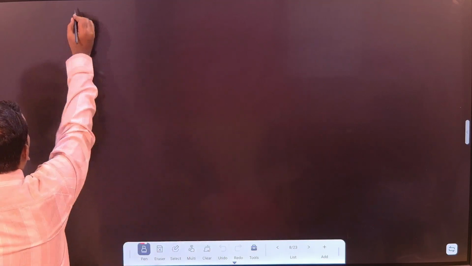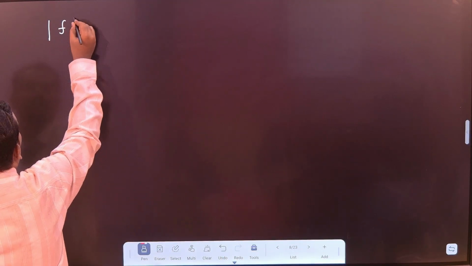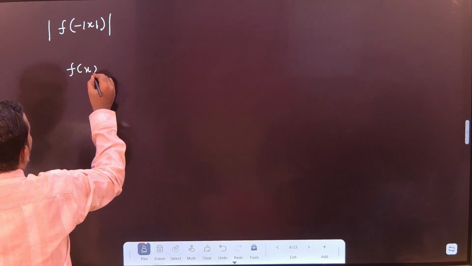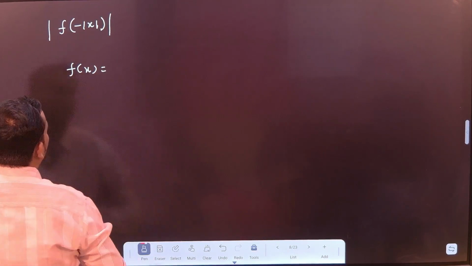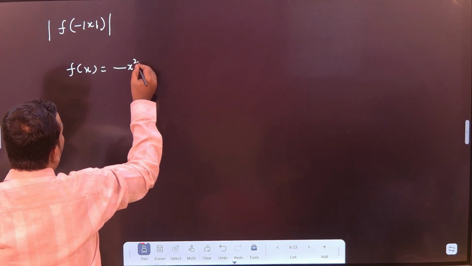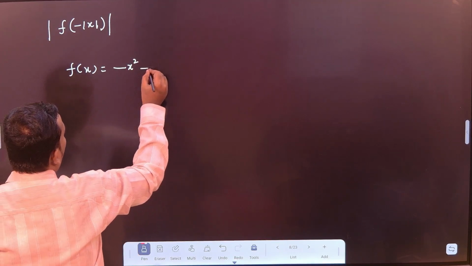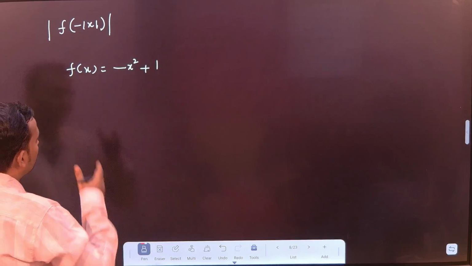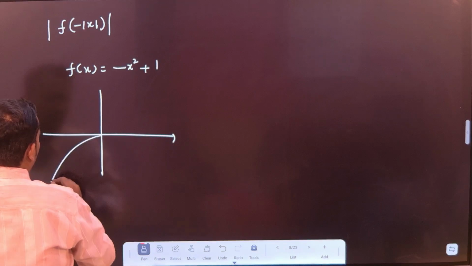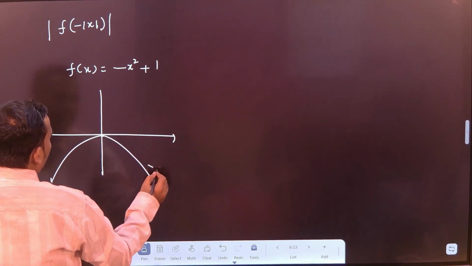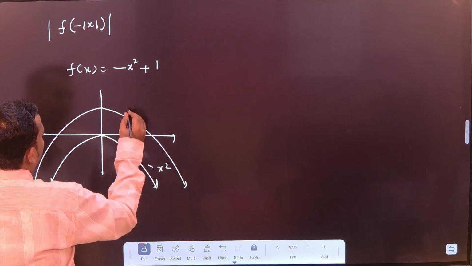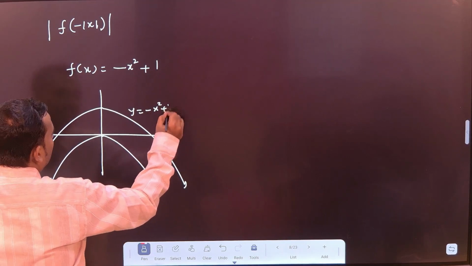Let me draw the next graph, the modulus of f of minus mod x graph. Let's take the simple example, f of x is equal to minus x square plus 1. So what you can do, minus x square graph is what? Downwards graph. This is minus x square. Plus 1 means you have to shift 1 unit up, y is equal to minus x square plus 1.